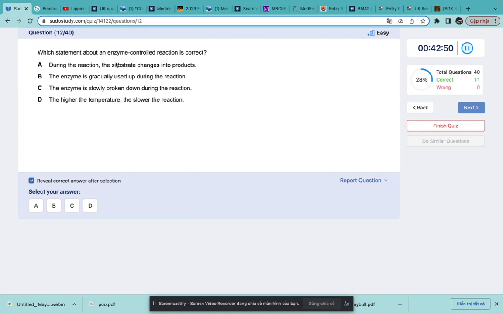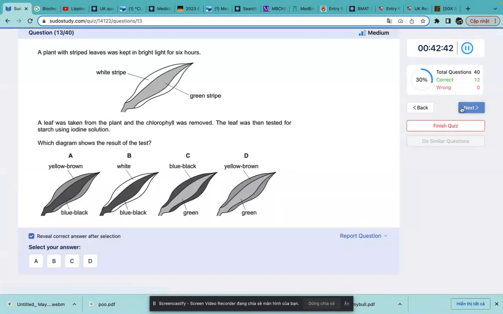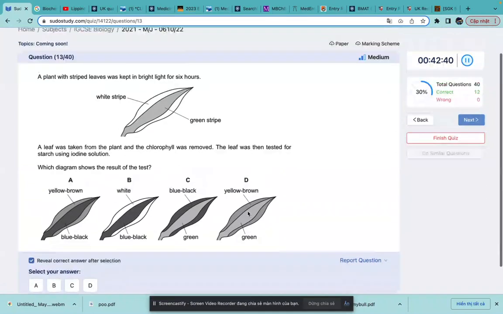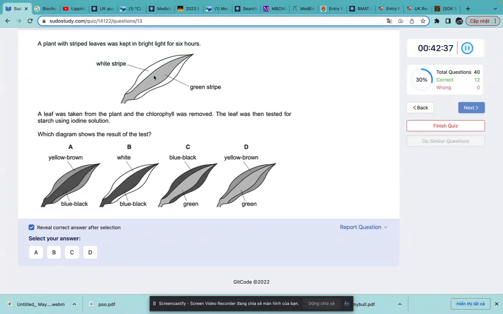Enzymes control reactions. Using the enzymes, the substrate turns into the product. So this is the white stripe and the green stripe. The green stripe stores starch because it's the place where it has the most chloroplasts and the most photosynthesis happens there. It's going to be A.